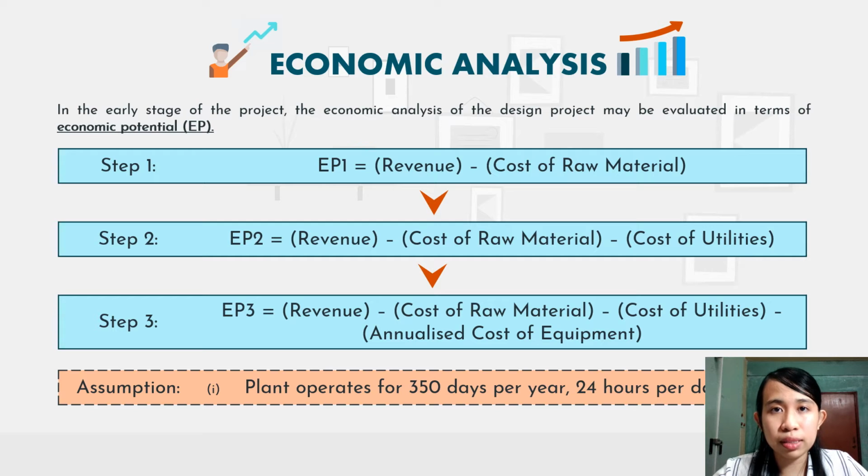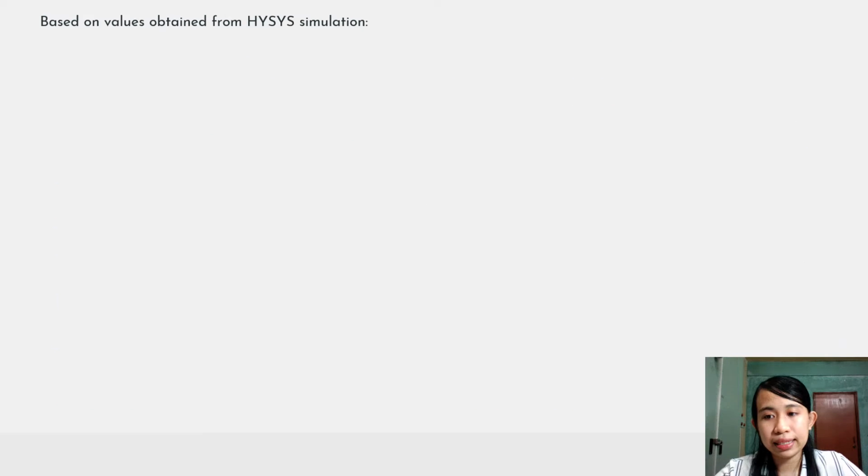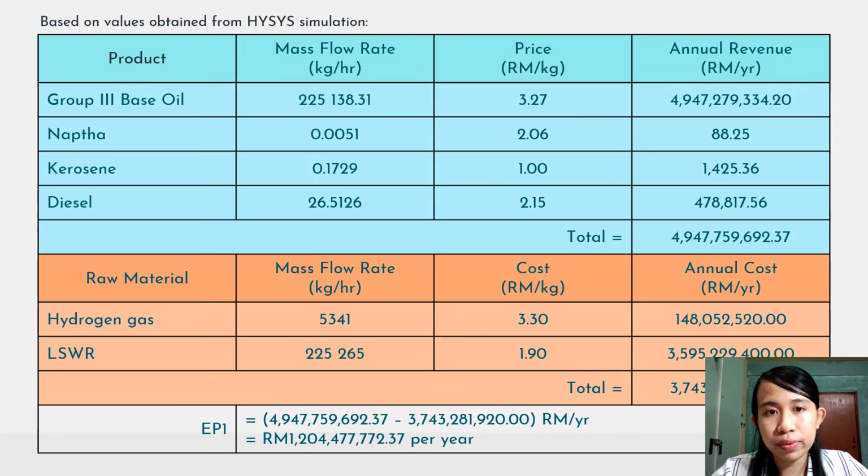One of the main assumptions we use when calculating is that our plant operates for 350 days per year at a rate of 24 hours per day. This slide will show economic potential 1. Firstly, we calculate the total products in order to get the revenue. So based on values obtained from HYSYS, the outputs are as shown.